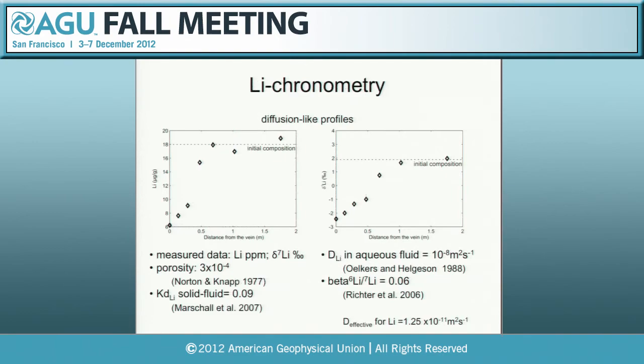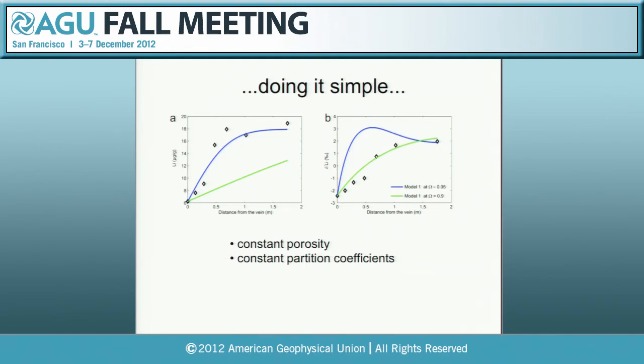So let's go to the chronometry. These are the concentration data, and these are the isotope data. We plug in a few data from the literature and assume, for a first attempt to tackle the duration, a very simple approach: constant porosity and constant partition coefficient throughout the whole profile. What you see is that we fit either the concentrations or the isotopes pretty well, but the little omega, a dimensionless time, differs by a factor of at least one order of magnitude. It's not important what it means now, but it scales linearly to real time, so that means it doesn't work at all.